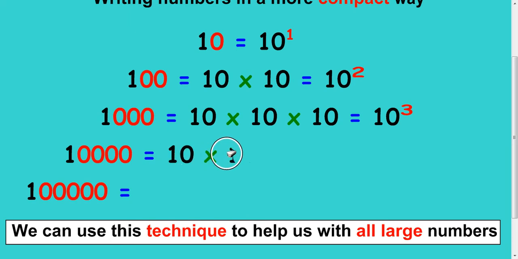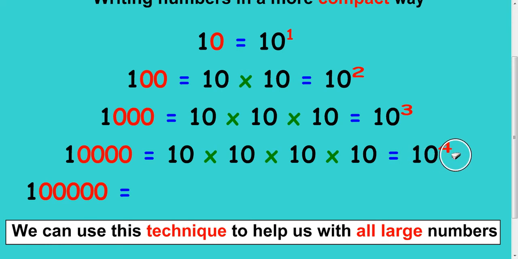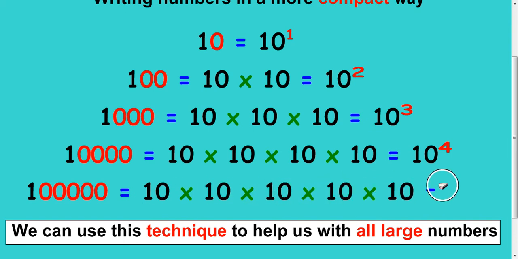10,000 can be written as 10 times 10 times 10 times 10. We could shorten that down to 10 to the power of 4. And 100,000, you're going to have 5 tens multiplied together, so that's the same as 10 to the power of 5. So instantly we've got a shorter way of writing numbers with lots of zeros after them. This is long here, this is very short.